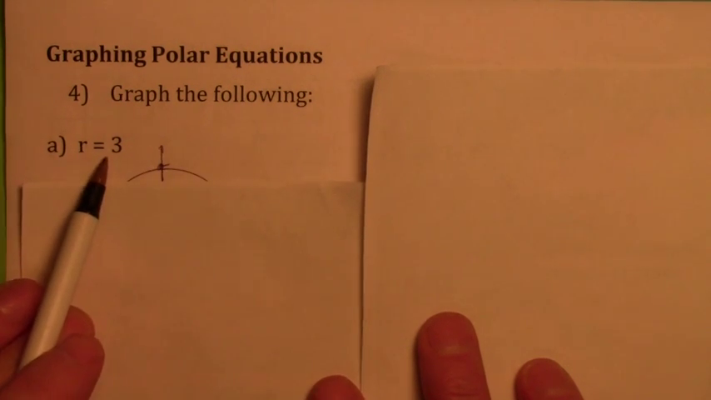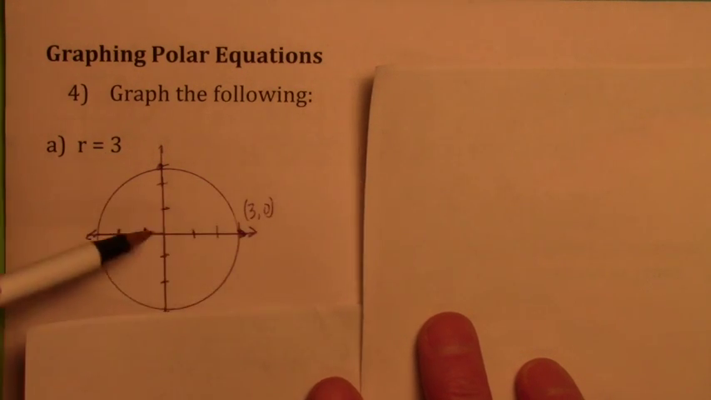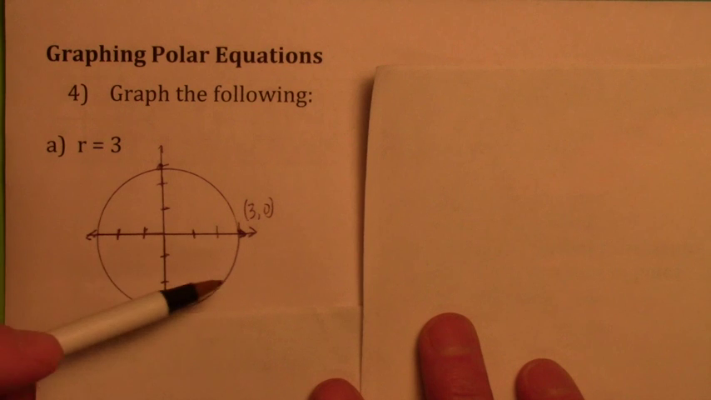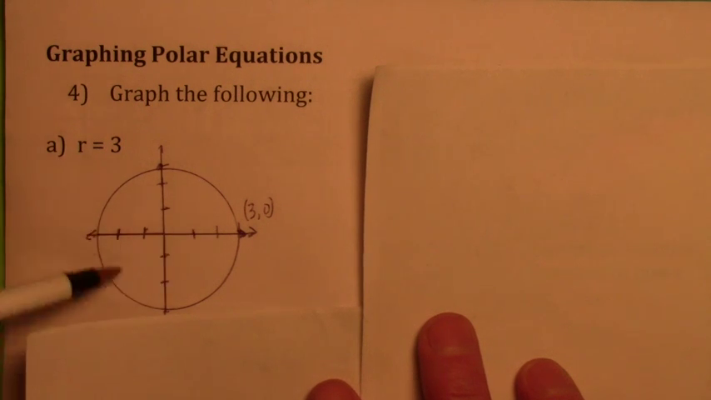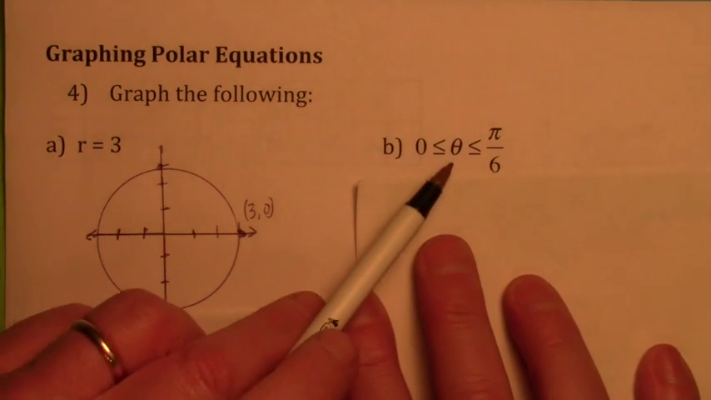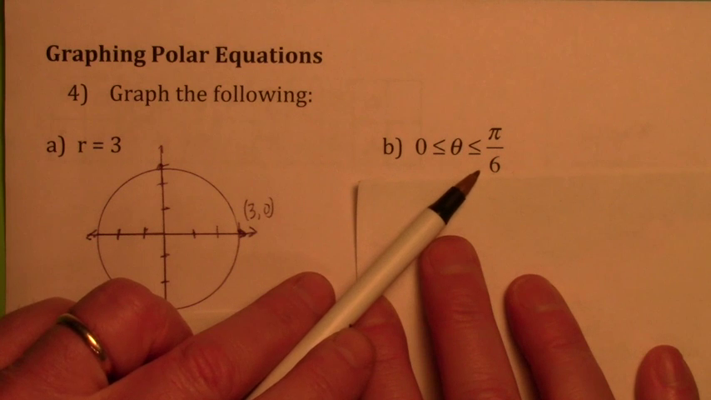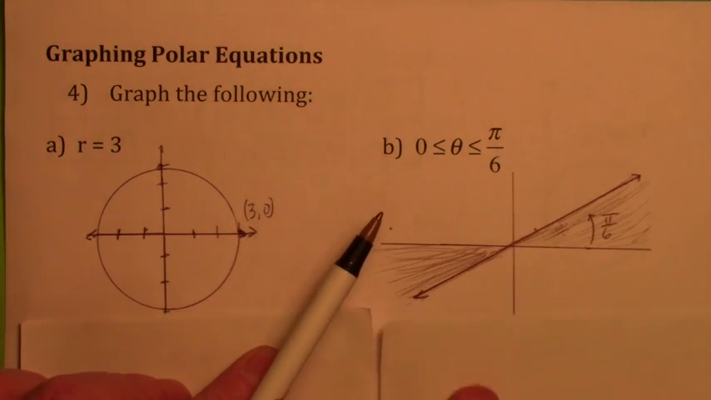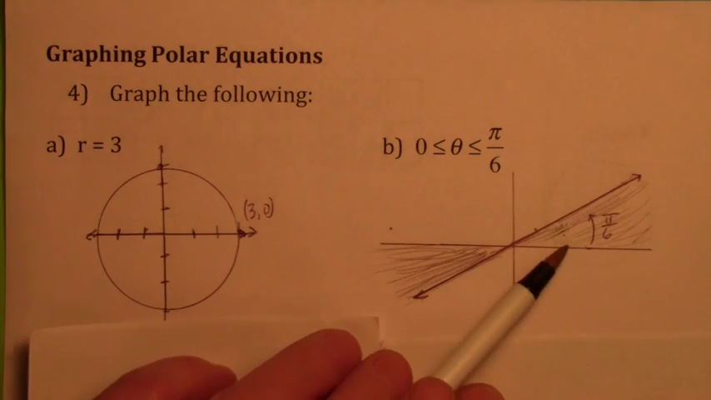Anyway, r equals 3, I think you can probably figure that out. The radius is 3, the angle can be anything. Don't you end up with a circle of radius 3, right? If you allow r to be fixed and theta can be moving around, you end up with a circle. How about this? Theta can be between 0 and pi over 6, and r can be anything. It turns out there, if you think about it, you get this wedge.